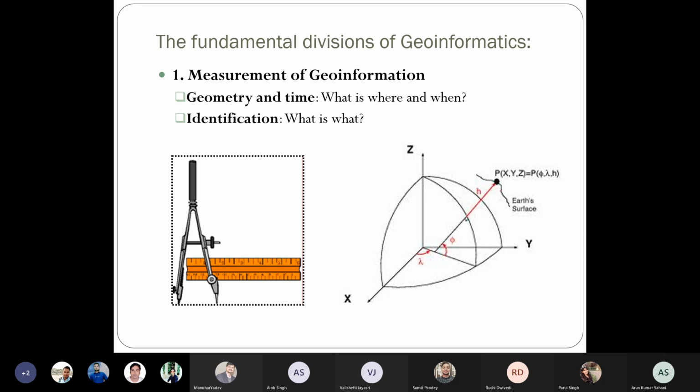So now here we have the categorization: the traditional methods to do the measurement and the advanced tools to do the measurement. The limitations of traditional methods are that they are very time consuming and labor intensive. Those problems have now been solved, and we have advanced tools by which we can very quickly collect the geoinformation.